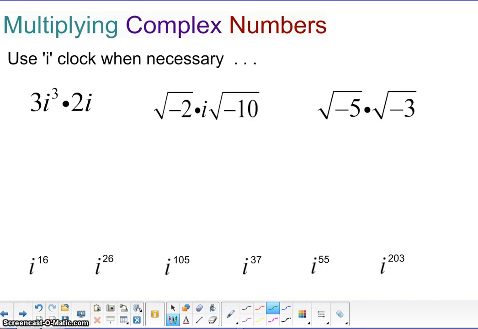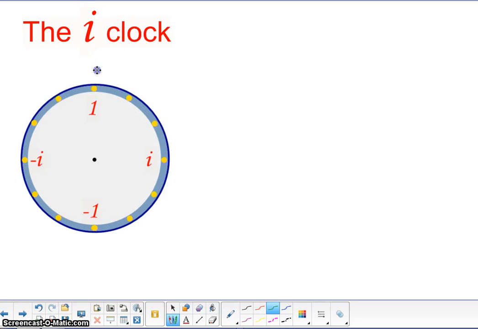Okay, the last topic is multiplying complex numbers. We're going to use an i clock when necessary, and I'll come back to that in a second. So for example, let's put all of this together. 3 times 2 is 6. i and i cubed and i, there's an invisible 1, gives us a total of i to the 4th. So now let's go to the i clock that's on your page.